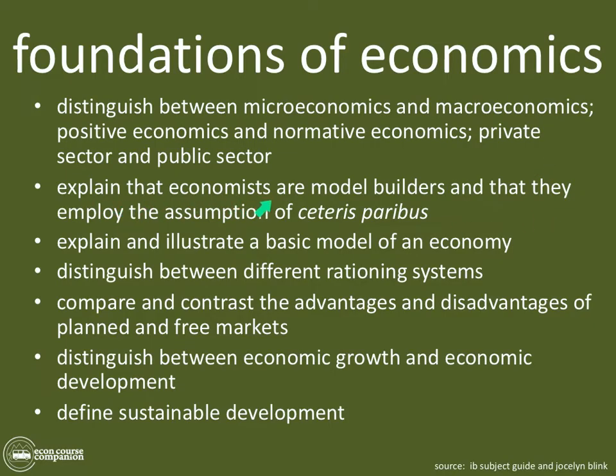Can you explain that economists are model builders and that they employ the assumptions of ceteris paribus? Can you explain and illustrate a basic model of an economy? That is the circular flow model. Can you do that? Can you explain it? Can you label it? Can you distinguish between different rationing systems? Can you compare and contrast the advantages and disadvantages of planned and free markets? Those are the rationing systems.